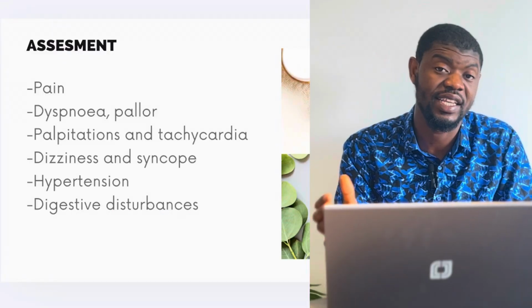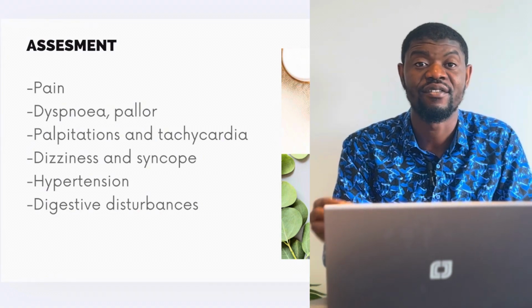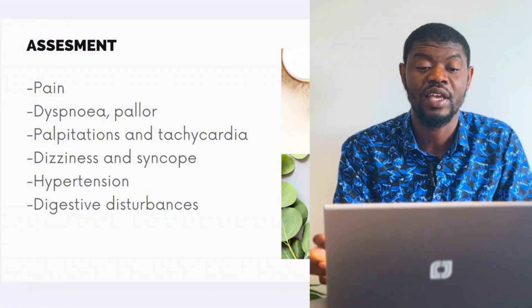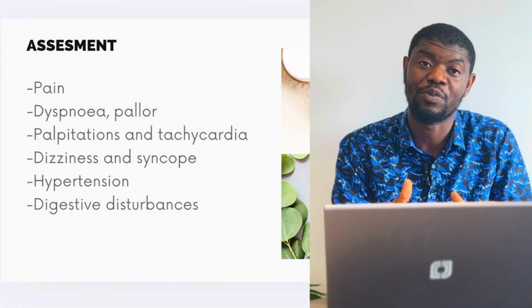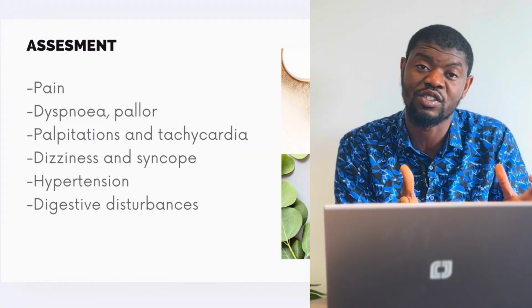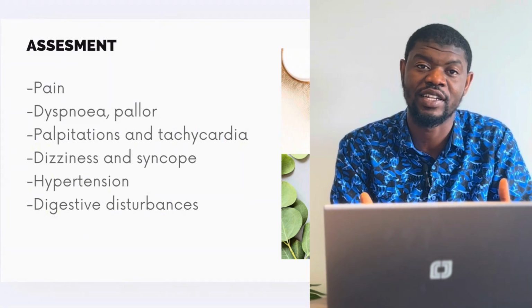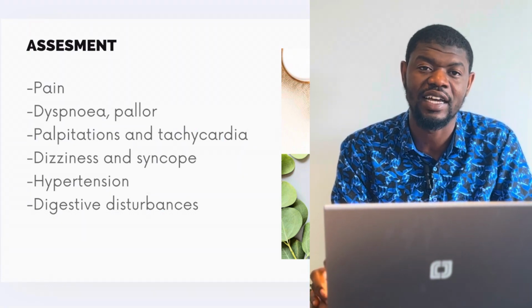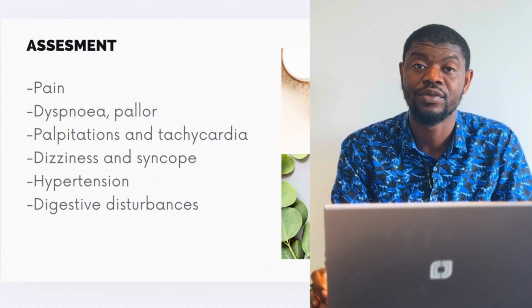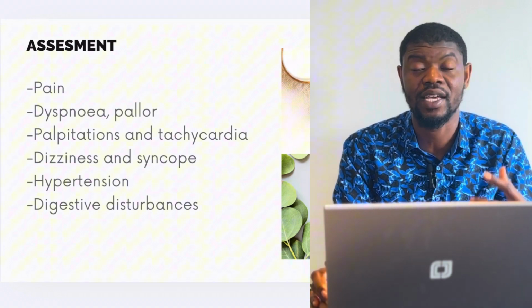Now, it is important to know what assessment we need to do to ascertain if someone is actually experiencing angina. The very first one is pain, because we know that angina is chest pain from reduced myocardial oxygen. And so you want to assess your pain and then look at the pain characteristics. Does it fall under what is considered as angina pain? If so, then yes, we can actually say the person is experiencing angina. Now, the other things you want to look out for are dyspnea and pallor. And you also want to look at some palpitations and sometimes tachycardia.